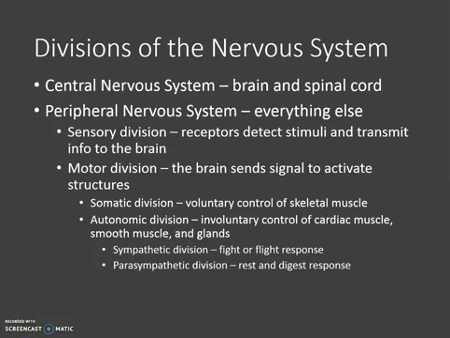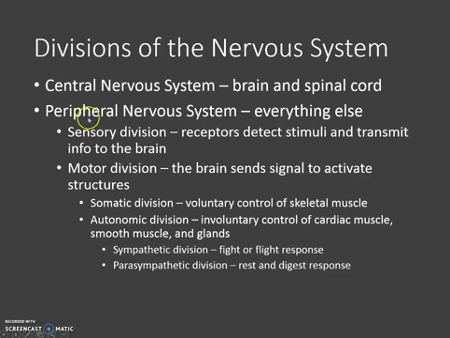The nervous system can be divided into multiple different divisions. At the structural level, you have the central nervous system and the peripheral nervous system. The central nervous system is made up of the brain and spinal cord, and the peripheral nervous system is made up of everything else outside of the brain and spinal cord.